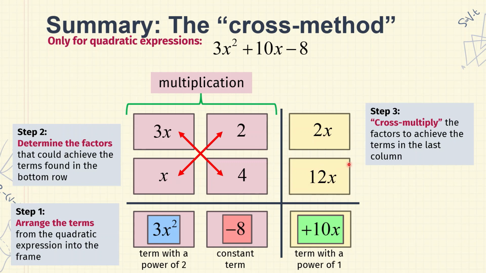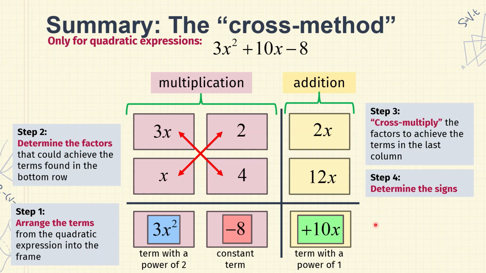Then keeping in mind that this final row, or rather this final column, is supposed to add up to give us positive 10x. So that can only happen when I have a negative 2x and then also a positive 12x. This is where step 4 comes in to determine the signs. Because of the negative sign and the positive sign over here, we will then have a negative sign here and a positive sign over here.